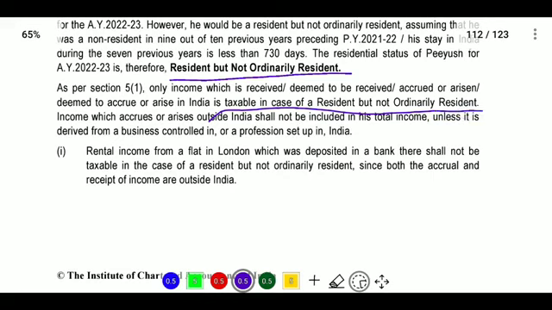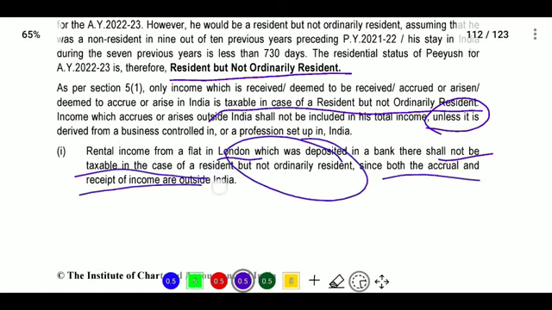So income that accrues or arises outside India shall not be included in total income unless it is derived from a business controlled in or profession set up in India. Now here we provide that rental income from a flat in London, which was deposited in a bank, shall not be taxable in case of a resident but not ordinarily resident, since both the accrual and the receipt of income are outside India, it is not taxable.